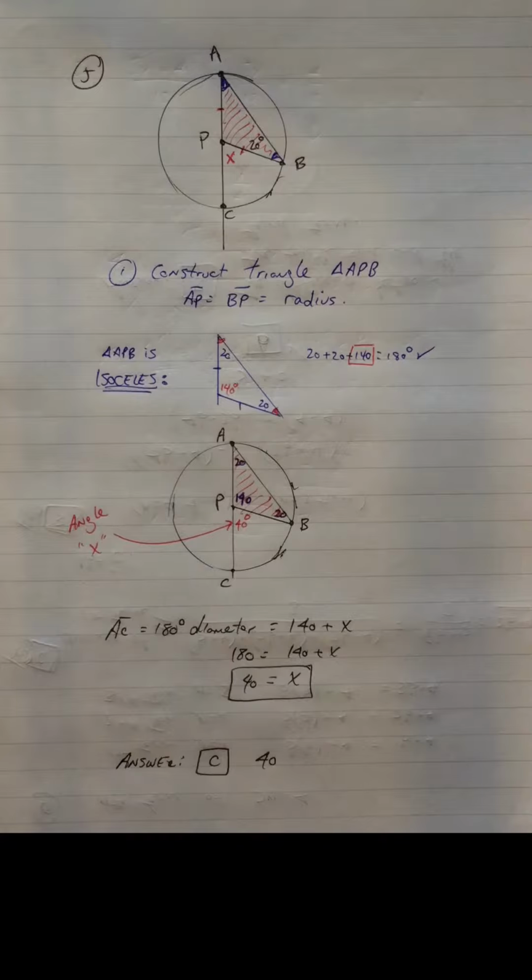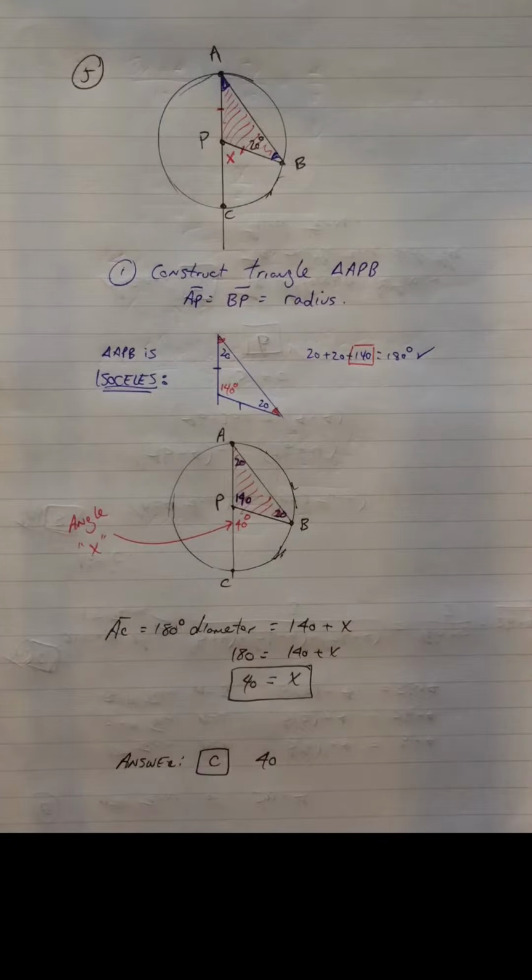Question 5. Looking at the construction above, we see that AC is a diameter, and we're also given the angle 20 degrees. We're supposed to find angle x. By constructing triangle APB, notice that both AP and BP are radii. Therefore, triangle APB is an isosceles triangle. The base angles are both 20 degrees, and the obtuse angle that's missing is 140 degrees.